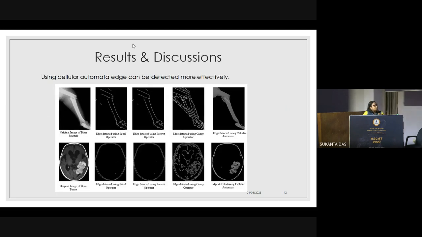Here is the output we get. I have considered one brain tumor image as well as a bone fracture. Here we can see the mass development in the brain area. These are the comparisons: using the Sobel edge detector we found this, for Prewitt we get this, and for Canny we got this, but using my proposed cellular automata approach, we got this mass area very clearly.